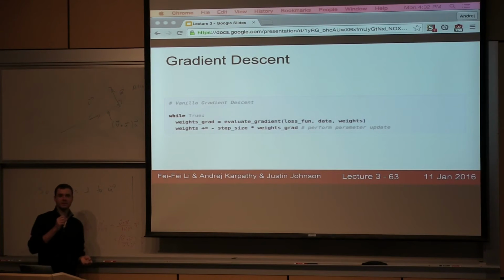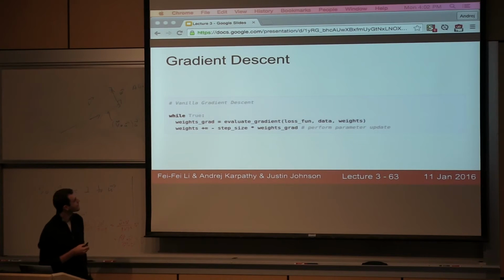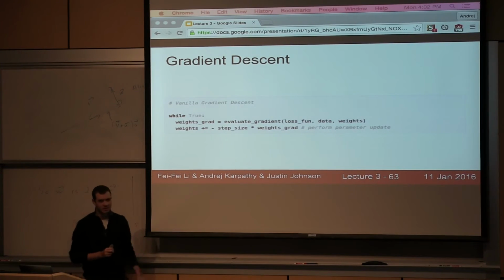Was there a question in the back, by the way? Was that weight gradient vector a unit vector? It's not. That gradient is just a gradient. It tells you the slope in every single direction. And then we just take a step-size step of it.